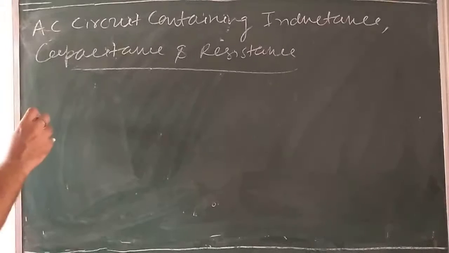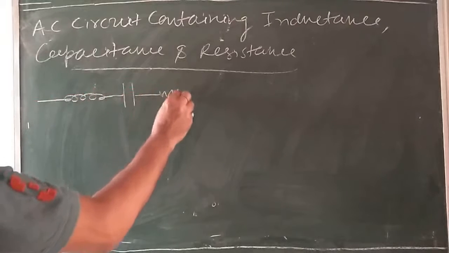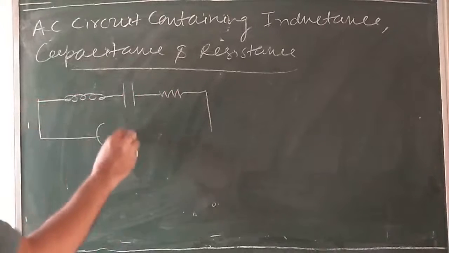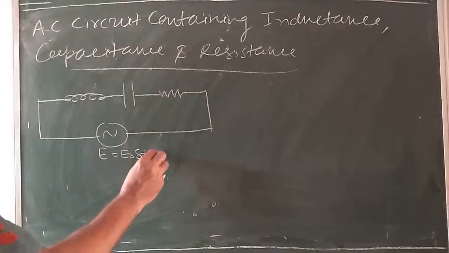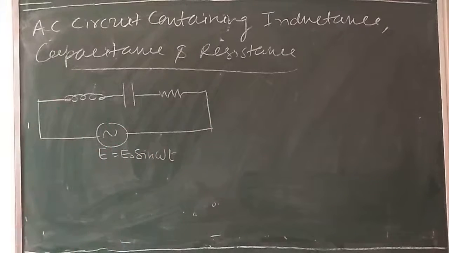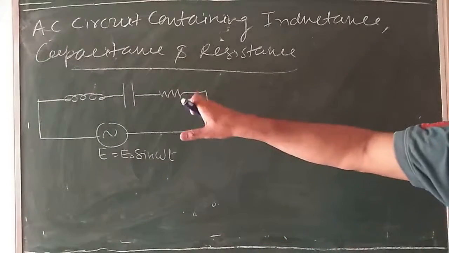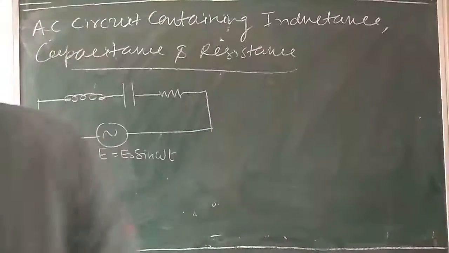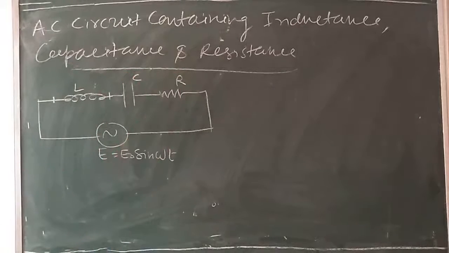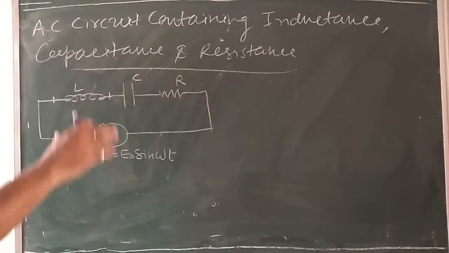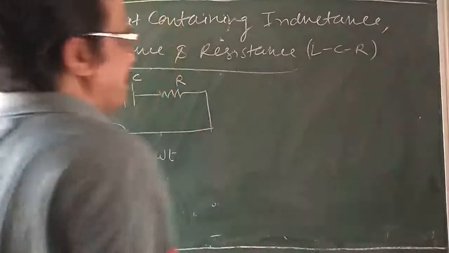So let us draw the figure here. Say this is the inductance, here is the capacitance and here is the resistance. It is connected through an alternating source of EMF, say E is equal to E naught sine omega t. And all are in series. So I can say the current in all the elements remains the same. So the potential drop across inductance, across capacitance and across resistance we are going to find out. This is called the LCR circuit.